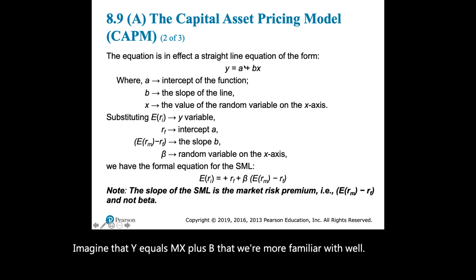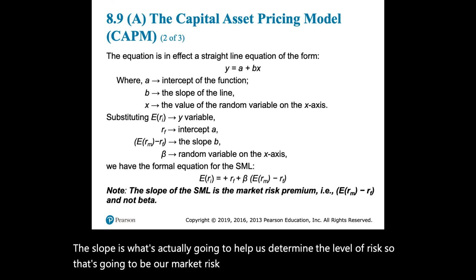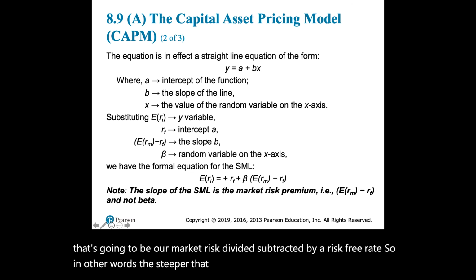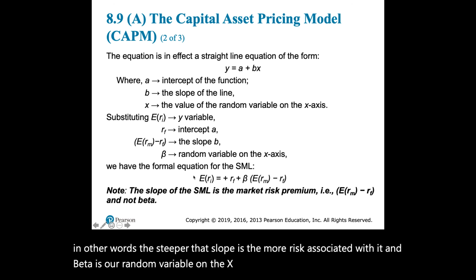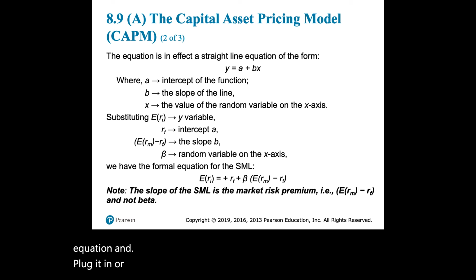The slope is what's actually going to help us determine the level of risk. So that's going to be our market return minus our risk-free rate. In other words, the steeper that slope is, the more risk associated with it. And beta is our variable on the x-axis. So we can use this equation and substitute it to get the capital asset pricing model. Again, we'll discuss more of that when we take a look at our Excel examples.